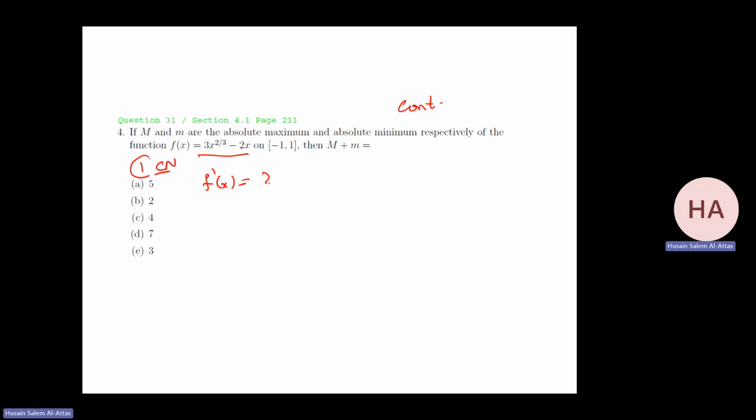F prime is what? Be careful. 2x plus minus 1 over 3 minus 2. Am I right? Yeah. Which is 2 over the cubic root of x minus 2. Let me write it as x to the power 1 over 3. So that will be 2 minus 2x to the power 1 over 3 over x to the power 1 over 3. Okay. Now, to check the critical numbers, I set f prime equals 0.